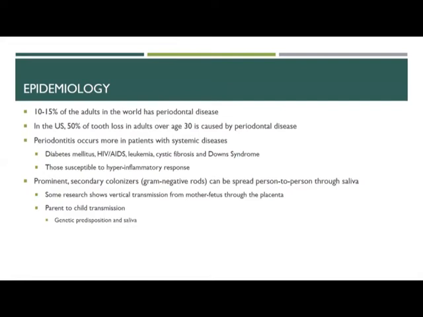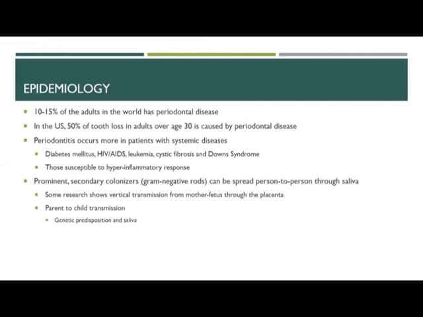Periodontitis occurs more in patients with systemic diseases, like diabetes, HIV/AIDS, leukemia, cystic fibrosis, and Down syndrome, and anyone that's susceptible to hyperinflammatory response. Because just as I mentioned, P. gingivalis is causing this inflammatory response, not the body controlling it. So if you're sensitive to those, as well as if you're an immunocompromised patient, it is going to allow more periodontal disease to occur in those people, as well as harsher effects of the disease.